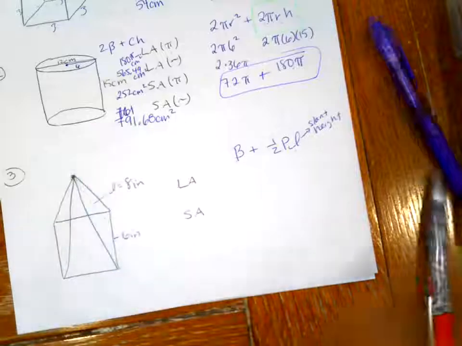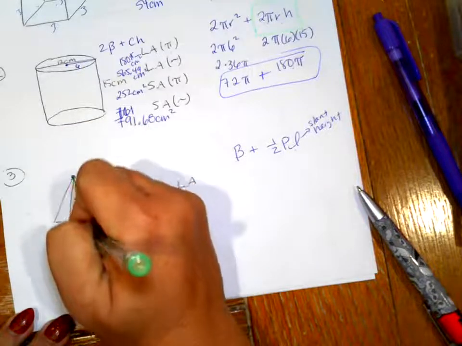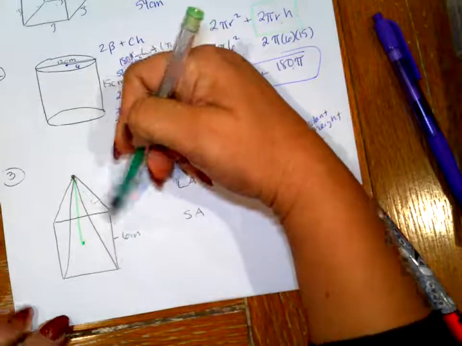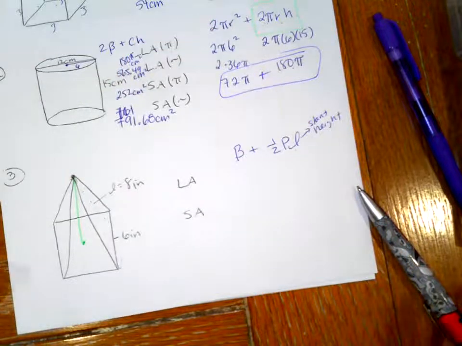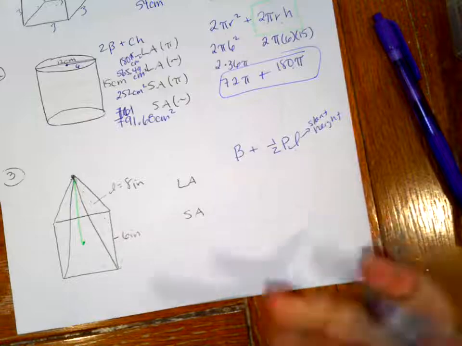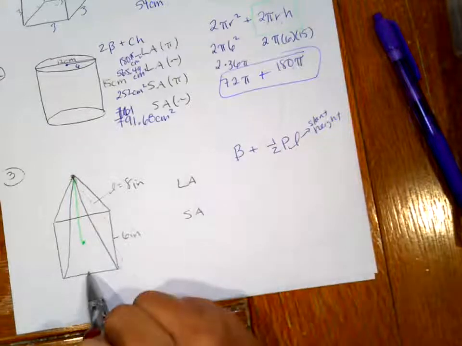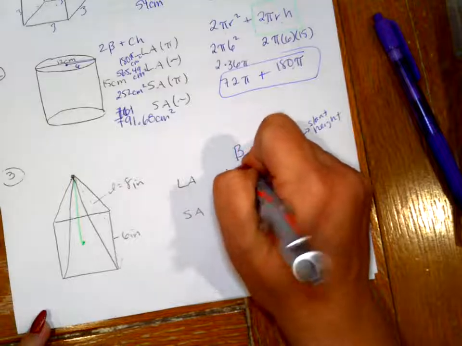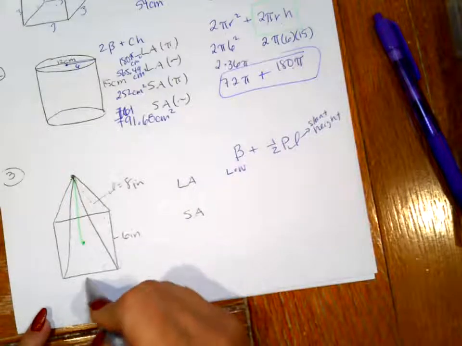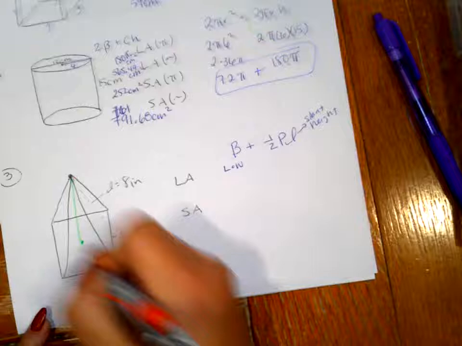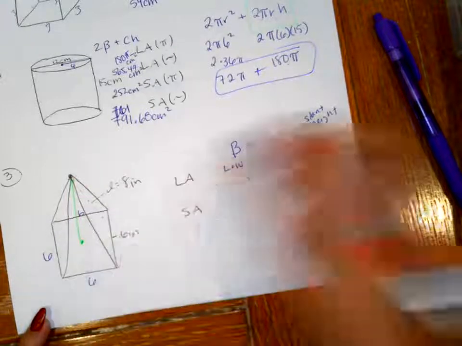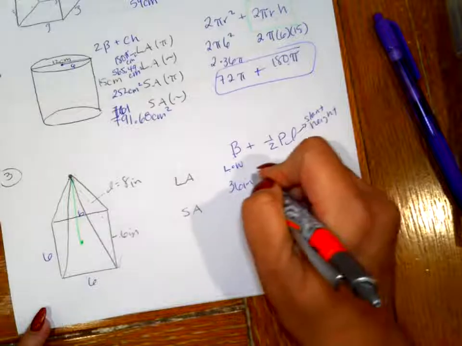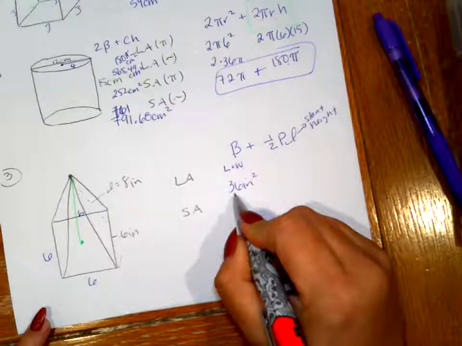So this right here, I'm going to do this in green. This guy right here, that's your height. The one coming down the side is your slant height. All right, area of the base. In this case, my base is a square. So my area is length times width. Because it's a square, all the sides are the same. 6, 6, 6, 6 all around. Length times width, 36 inches squared for this part.